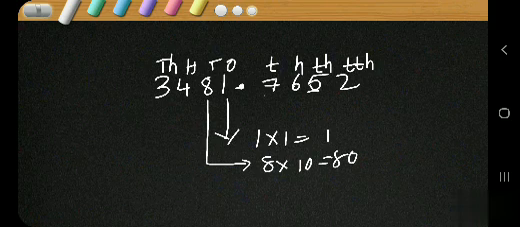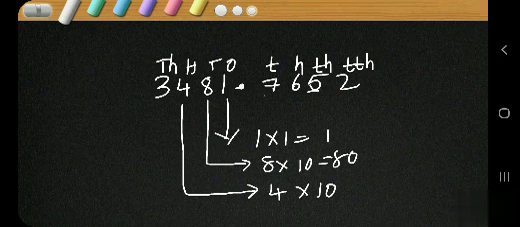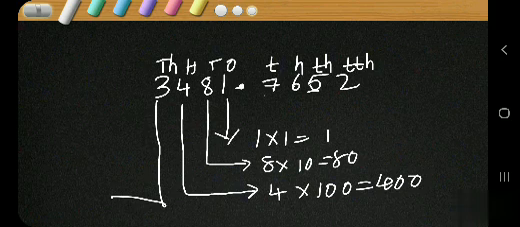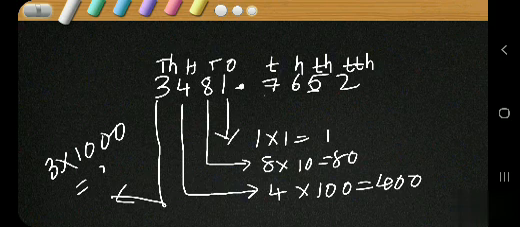Isn't it? And 4 is in which place? 4 is in hundreds place. So its place value is 4 into 100, that's equal to 400. And 3 is in which place? Let me mark it here, I have no space. 3 is in thousands place and its place value is 3 into 1000, that's equal to 3000. Have you got it? Okay, this part we all know.